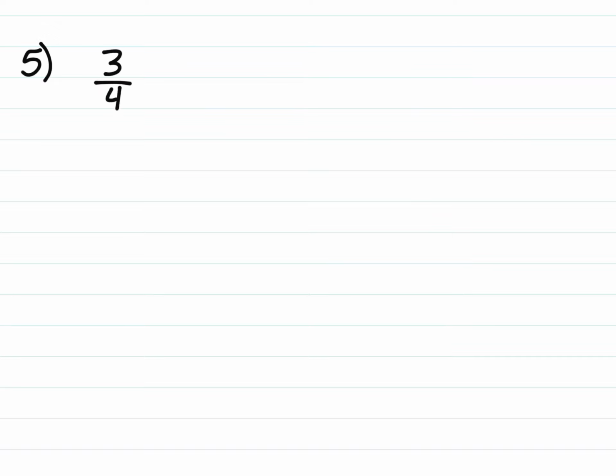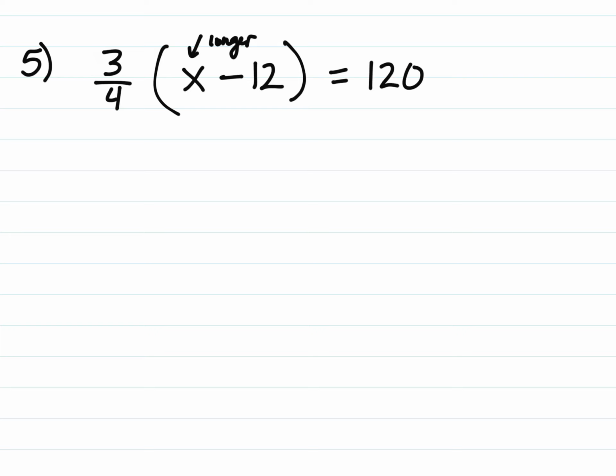So we know we want 3/4 of the shorter pipe, and the shorter pipe is 12 feet shorter than the longer pipe. So we're going to use x to represent the longer piece. If I take the longer piece and I remove 12, that gives me the shorter piece. And then 3/4 of that shorter piece is 120 feet.